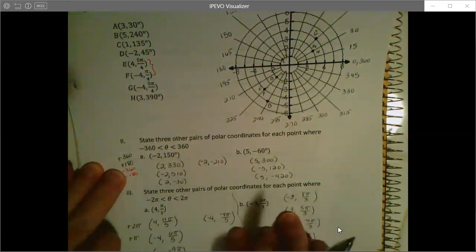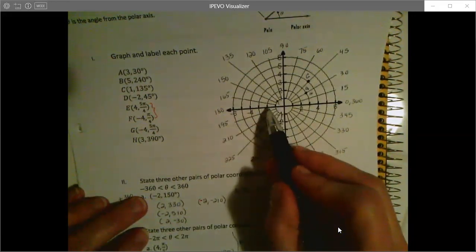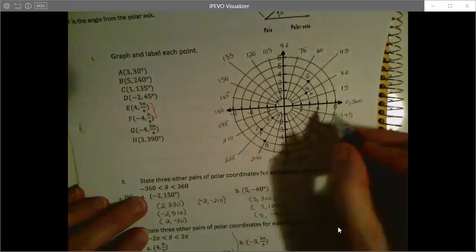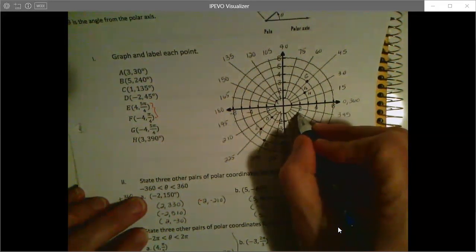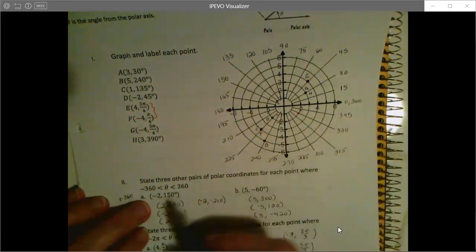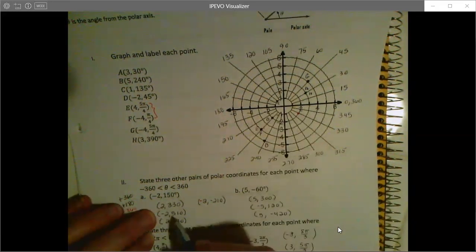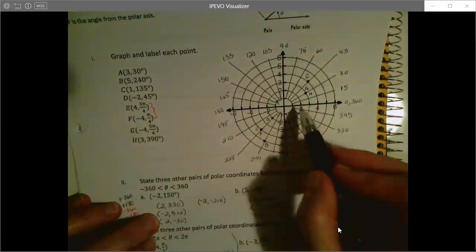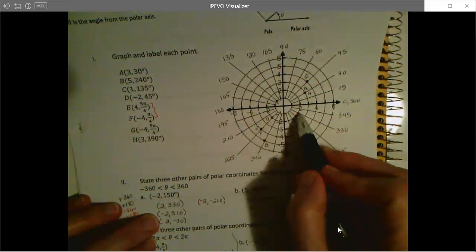So let's look at these points on our graph. Negative 2, positive 150. So positive 150 would be right here. It was 2. Okay, so that's that point right there. So positive 2, positive 230. So positive 2 all the way around to 230 is the same point. Negative 2, 510. So negative 2, and then 510 would be 360 plus another 150. So I'm right back there again.